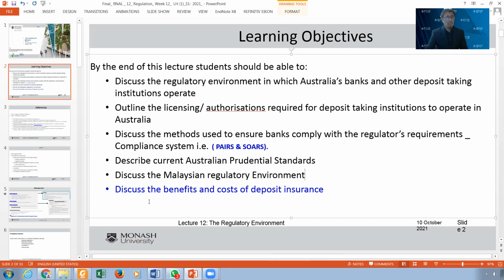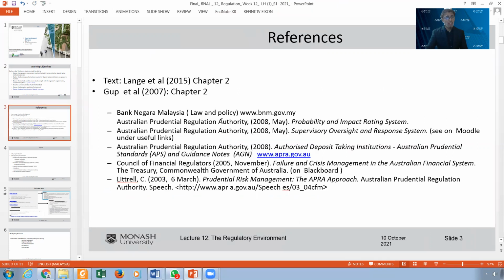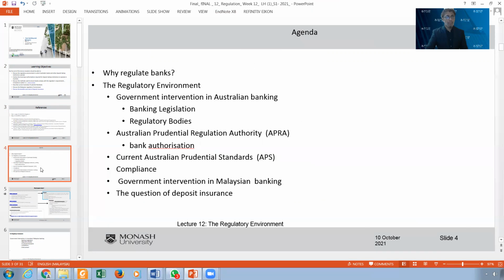Now, at the end of this lecture, we will also talk about the benefits, the advantages and the disadvantages of deposit insurance. We have talked about deposit insurance many times, so I will touch on it just a little bit. These are the resources, and actually the resources are APRA resources, or Bank Negara. If you are in Australia, it is APRA, Bank Negara here, and if you are from any other country, of course, you can access your central bank. Your central bank will be rich in terms of regulations.